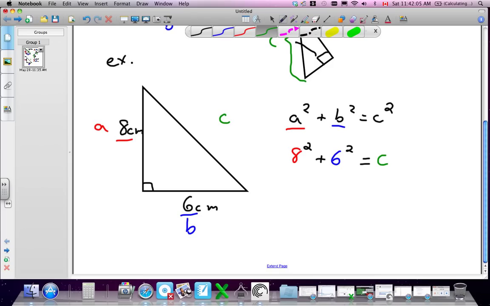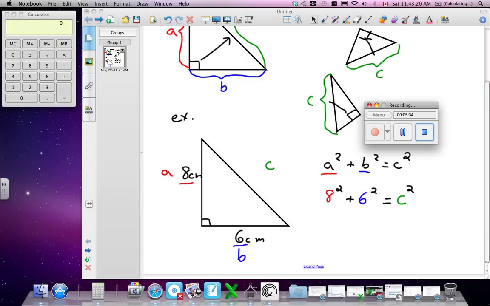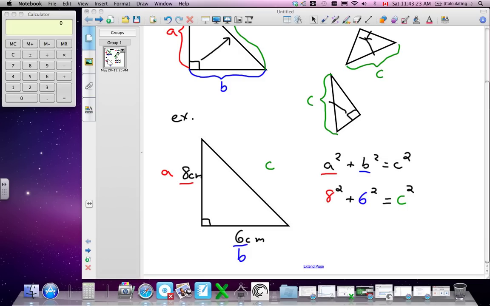Remember when we did our algebra before? Try to find what x is. This time we're trying to find c. Okay? It stands for a number. And don't forget we have to have the square. So now I'm going to need to get out a calculator here, and then I'm going to find out what those are. Okay. So we have our 8 squared plus 6 squared. So we do 8 times 8 first. That's right. So let me clear this. 8 times 8 equals, do you know?